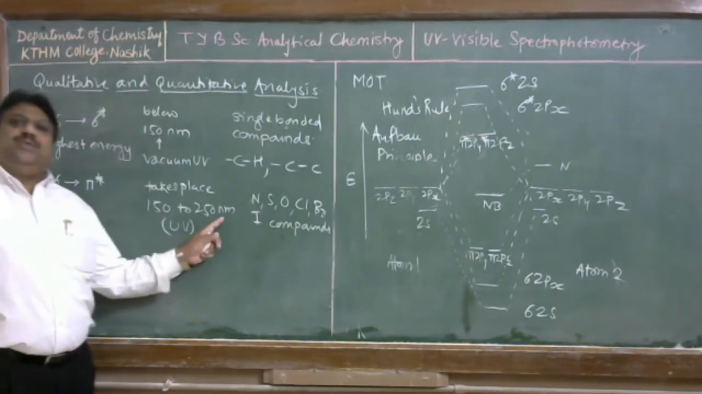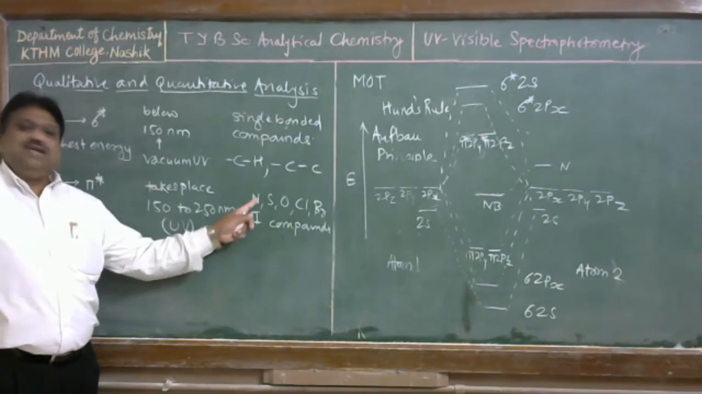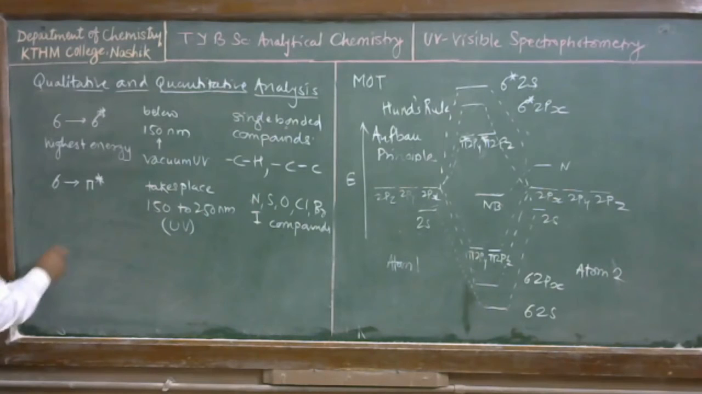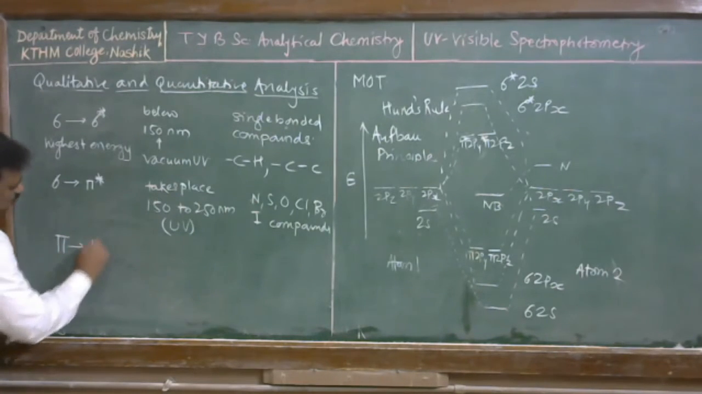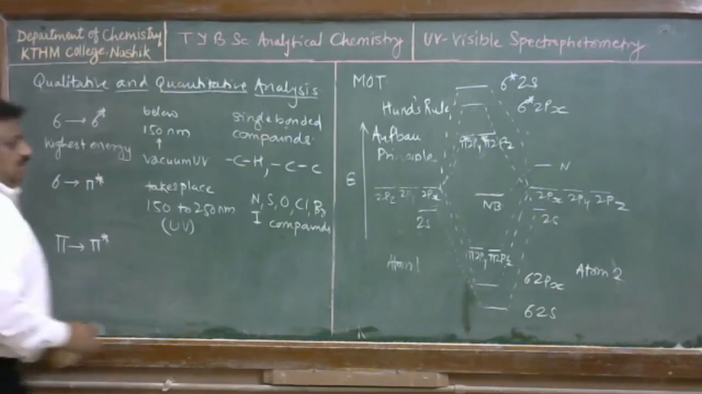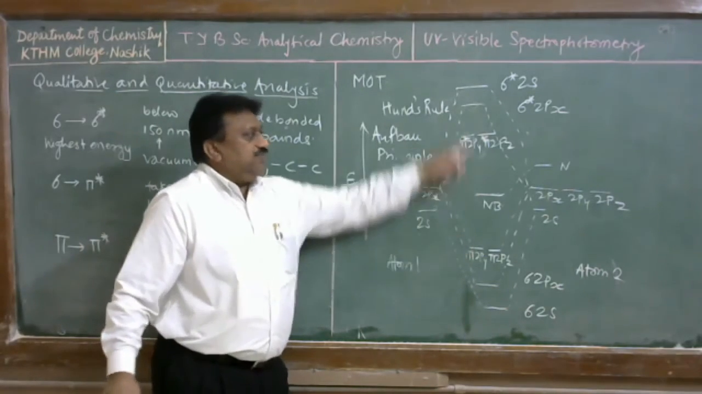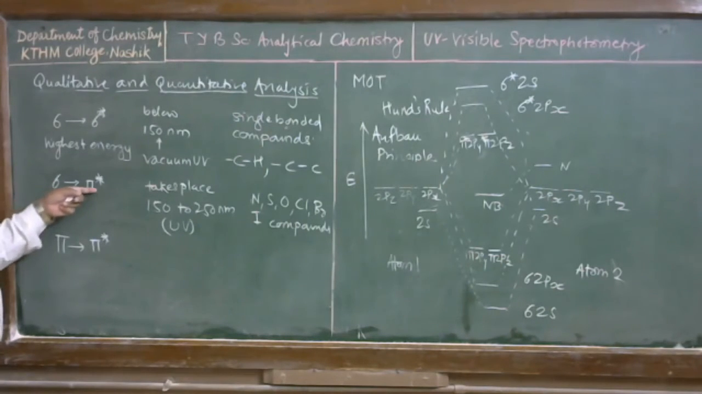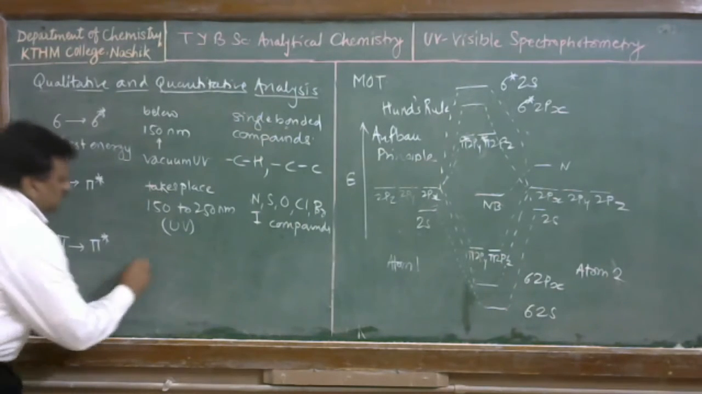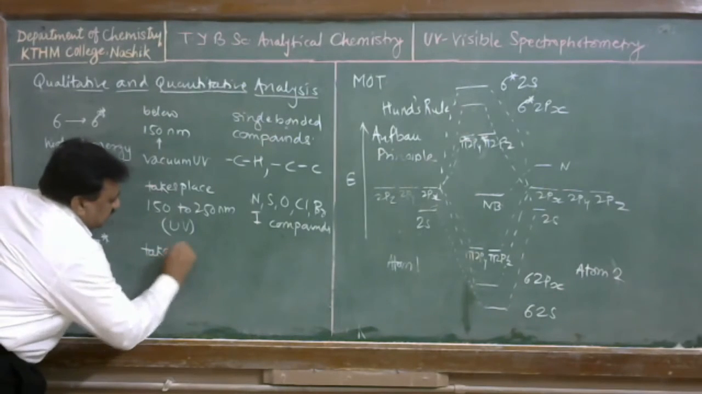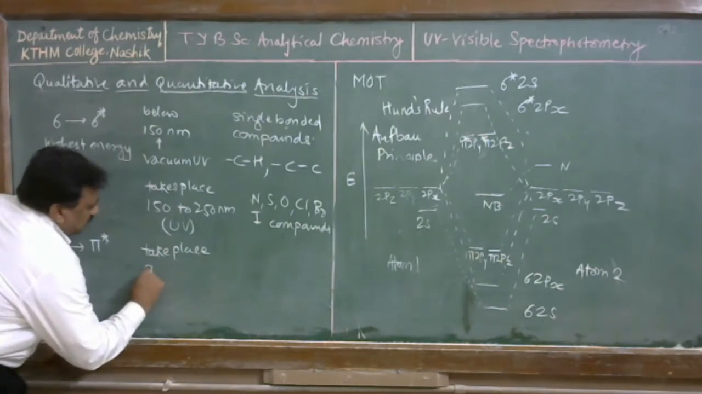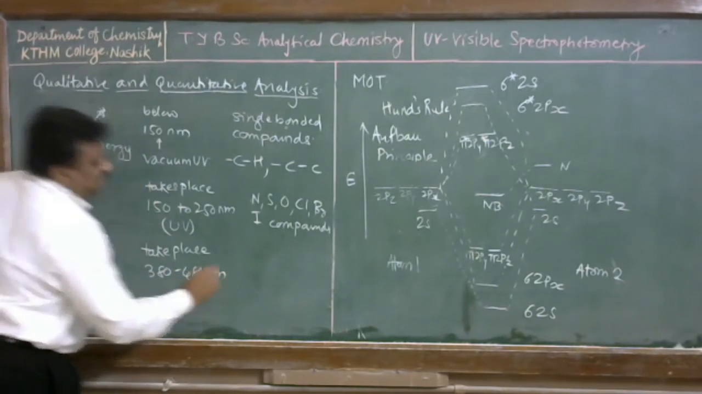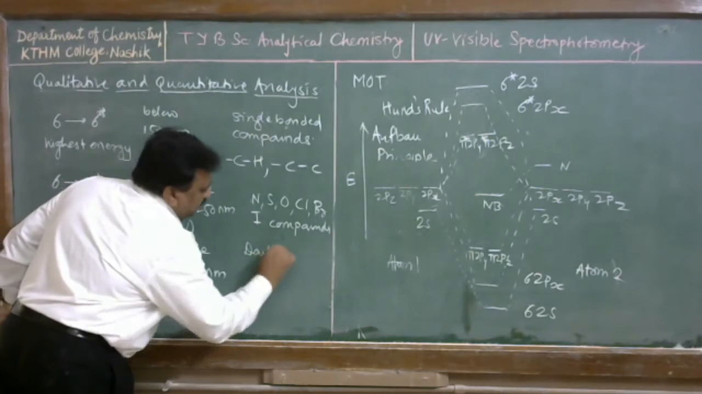Below 150 to 250, this type of transition is shown by compounds having these atoms. Similarly, the third type of transition is pi to pi star. This type of transition requires less energy than sigma to pi star, and it takes place between 380 to 480 nanometer, and it is shown by all double bonded and triple bonded compounds.